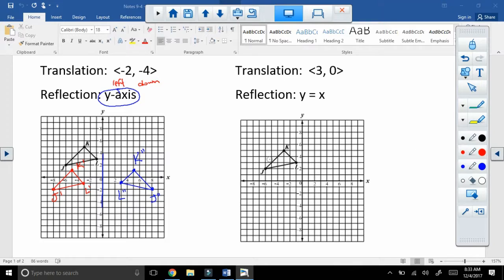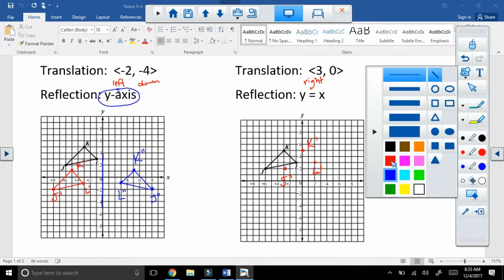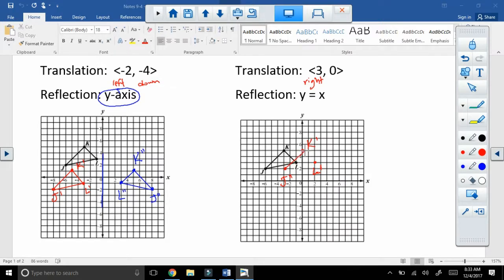Okay, I'll do the same order. I'll do the first one in red. This translation being 3, 0 means I'm going to the right 3 and then not up or down at all. So just take each point and go to the right 3 and label them. So we have L prime, we have K prime, and we have J prime. Draw your triangle in.